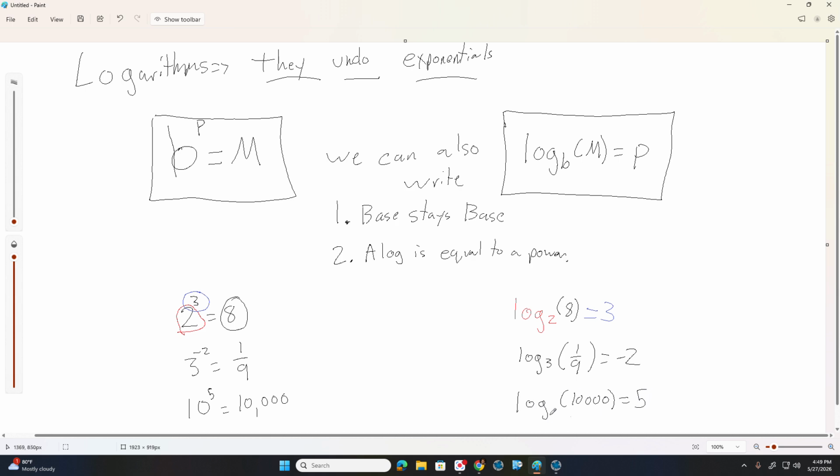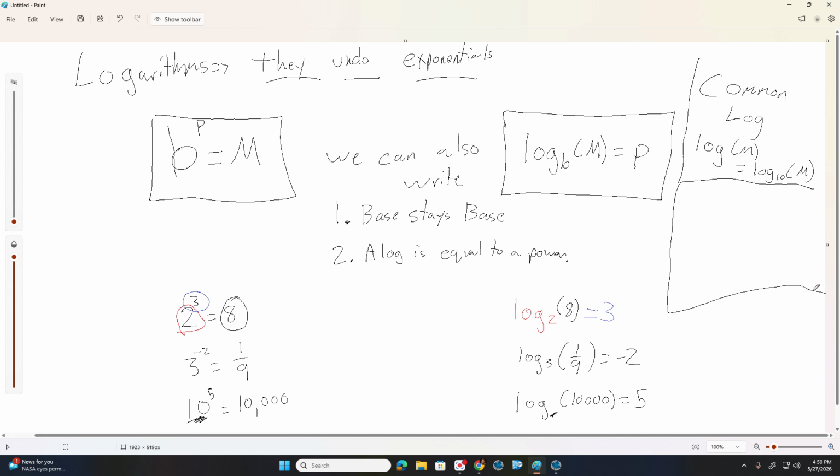10,000 is 5. Notice, when my base is 10, I actually don't write anything. It's called the common log. The common log, log of m, is the log base 10 of m. Our number system is base 10, so it makes sense that the understood logarithm would be base 10. There's another very important logarithm called the natural logarithm, which is ln, which is just the logarithm base e.